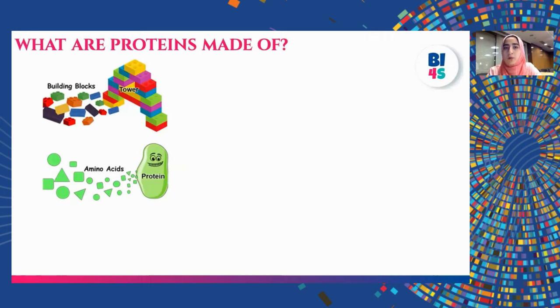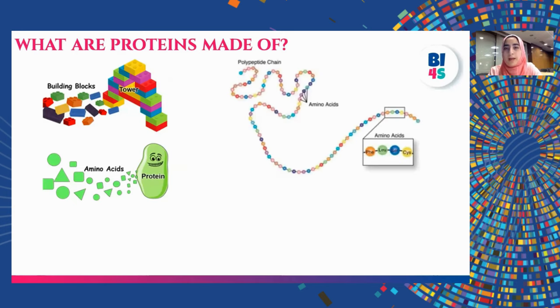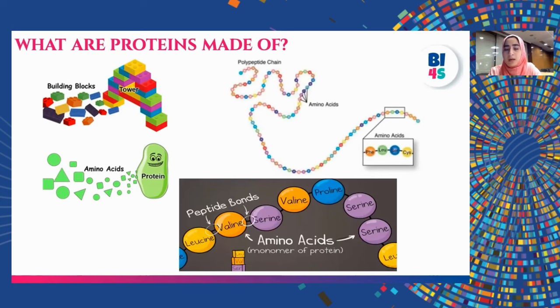Now, what are these proteins made of? Proteins are made of building blocks, which we call amino acids. These amino acids are tiny little molecules that are really essential for life. They combine together end to end and make a stretch of protein. And these amino acids are linked by a special connection, which is known as peptide bonds.